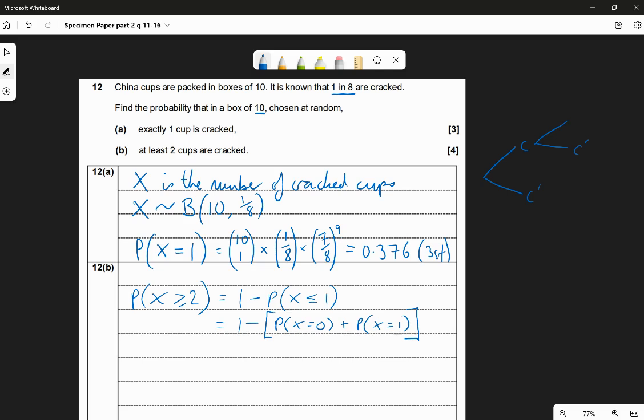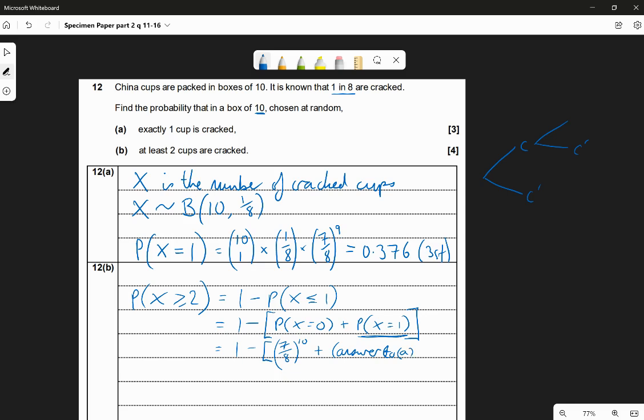I've already found probability x is 1. It's 0.376 to 3 significant figures. The chance that I get no cracked cups is 7/8 to the power of 10, because there's only one way of doing that, and that's getting a perfectly fine cup, and then another perfectly fine cup, etc., 10 times in a row. That's 7/8 to the power of 10. Plus our answer from previously, the answer to A.